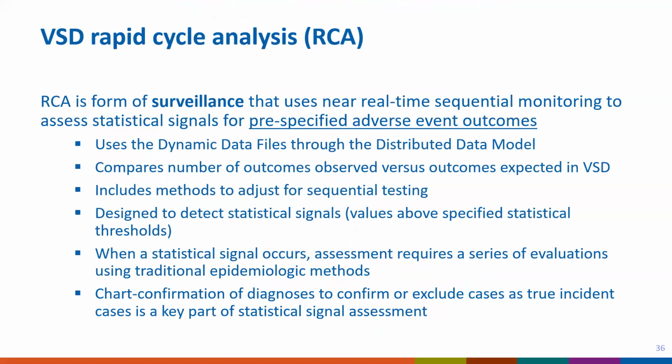And then using the distributed data model, we conduct what are called rapid cycle analyses. And so we use these data from the distributed data model. We compare a number of outcomes observed versus outcomes expected. We include methods for sequential testing. Since we look every week, we want to decrease our type 1 error. It's designed to detect signals, and then when a signal occurs, we conduct a series of more formal evaluations to confirm that signal. We also do chart review of the cases to try and exclude non-cases and confirm the signal.